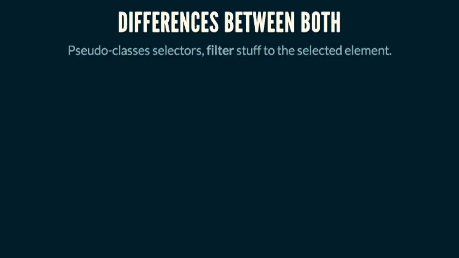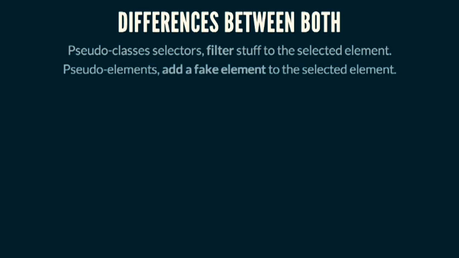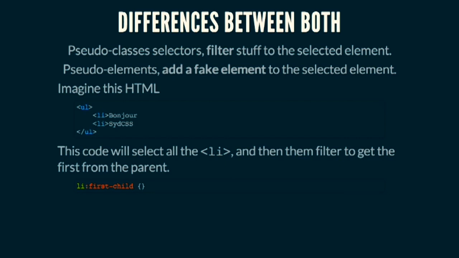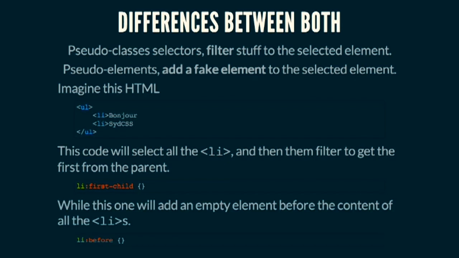So basically, a pseudo-class selector will filter stuff to the selected element, while a pseudo-element will add a fake element to the selected element. So if you imagine this simple list, this code basically says take all the li and then filter them to take only the li that is the first child, so the first from their parent. While this one means take all the li and add an element before their content.